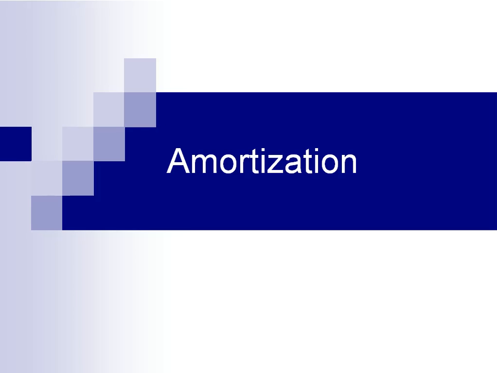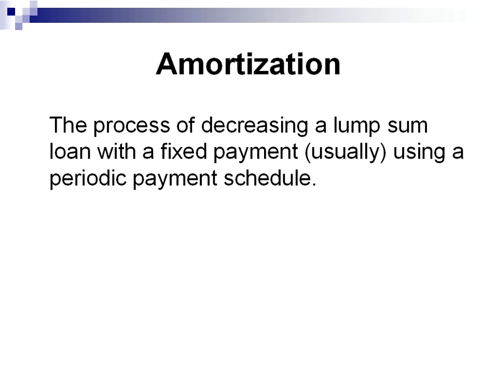The purpose of this video is to help you understand amortization better. First, let's look at its definition. Amortization is the process of decreasing a lump sum loan with a fixed payment using a periodic payment schedule. Although the fixed payment doesn't have to be the same amount each time, this is what we are going to be working with.